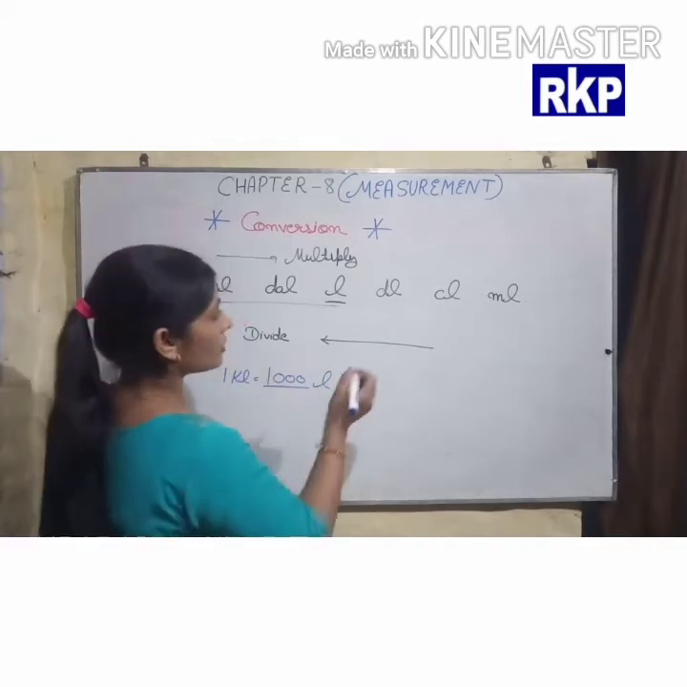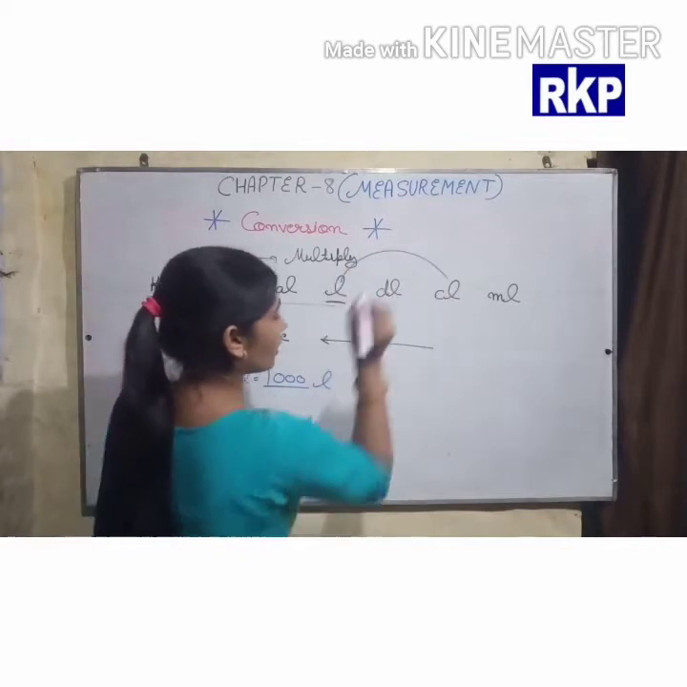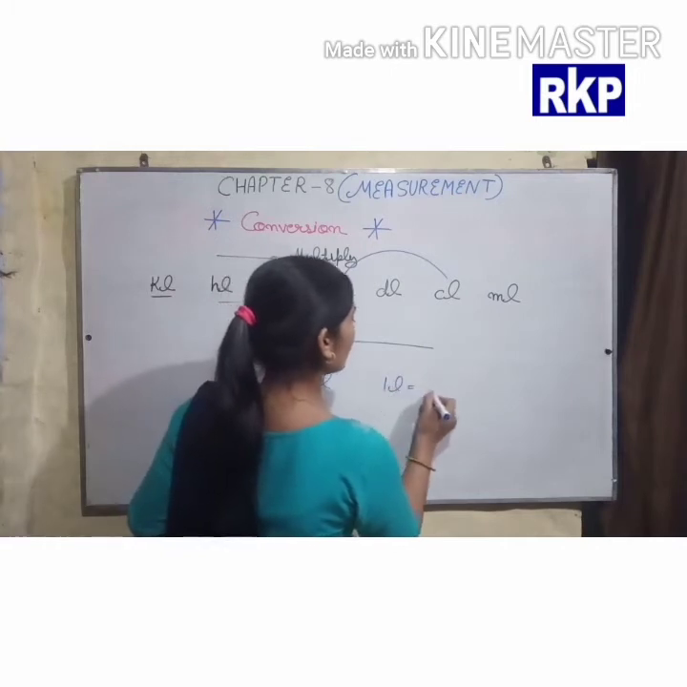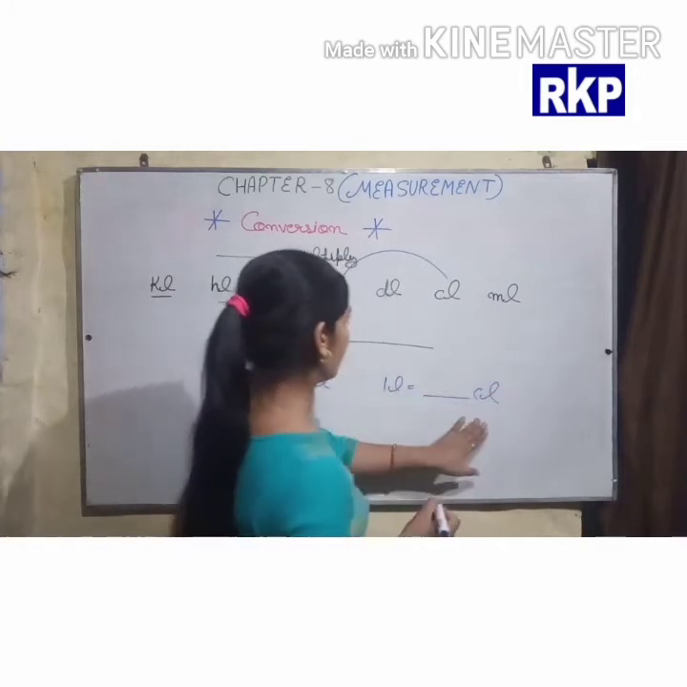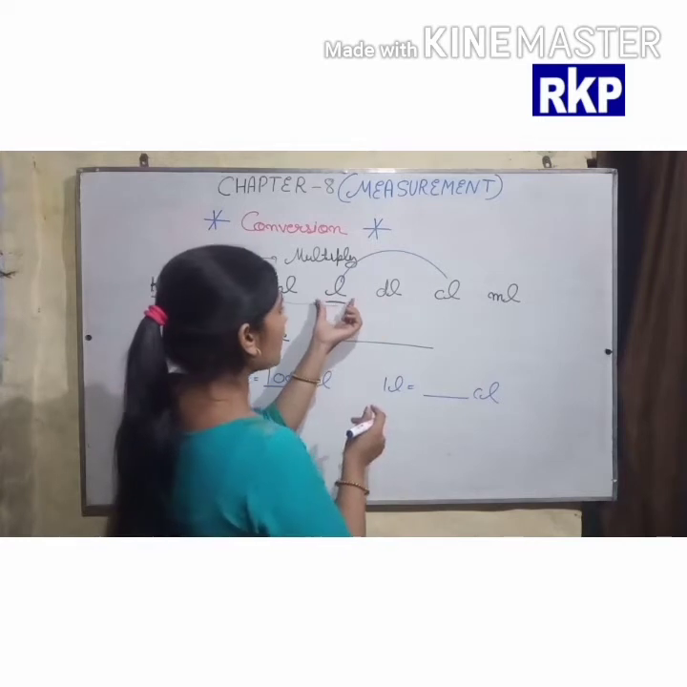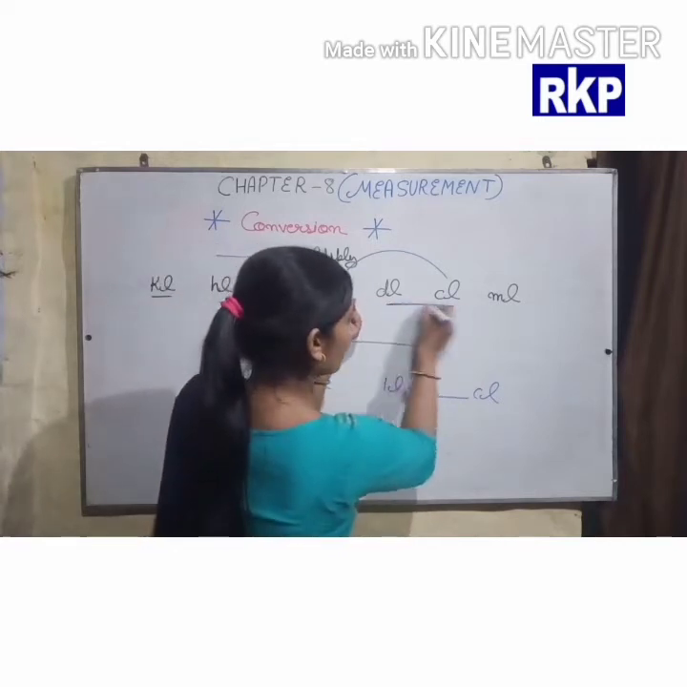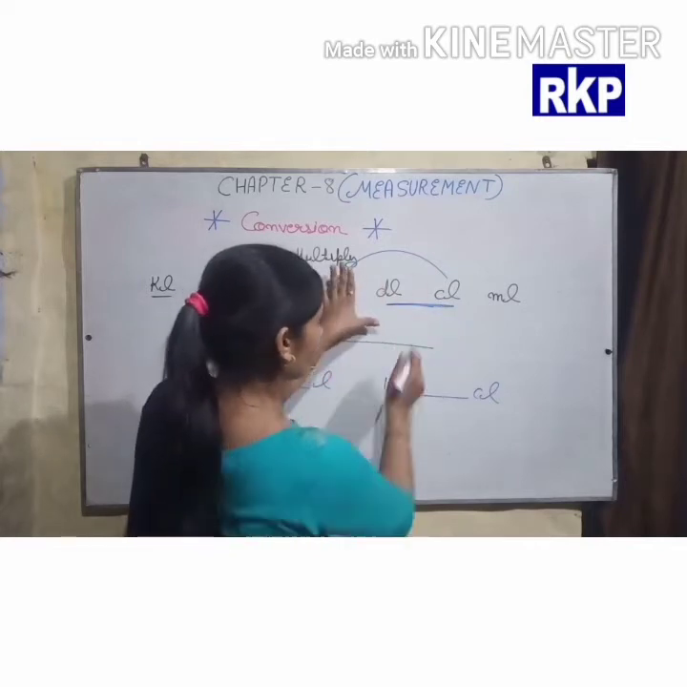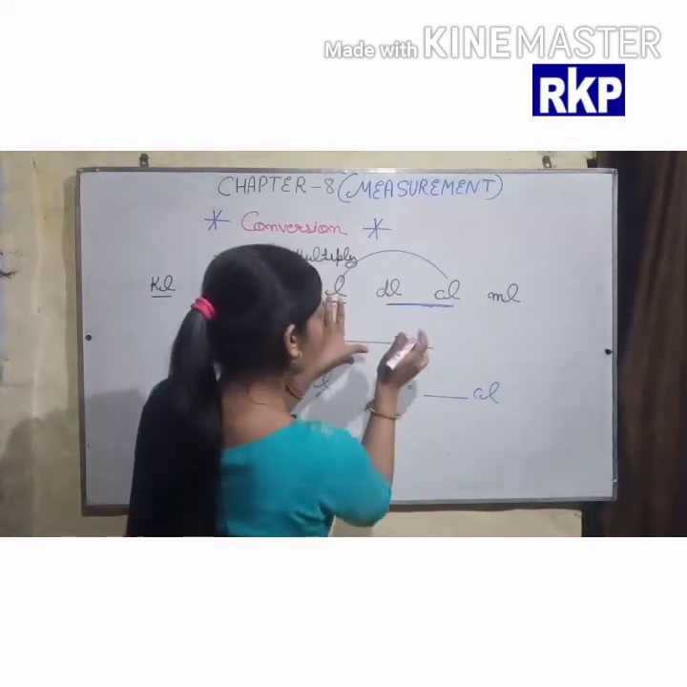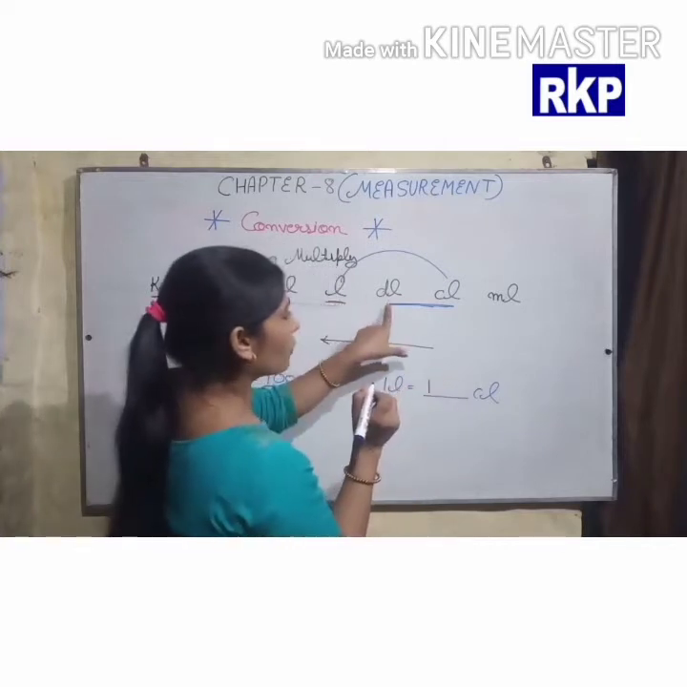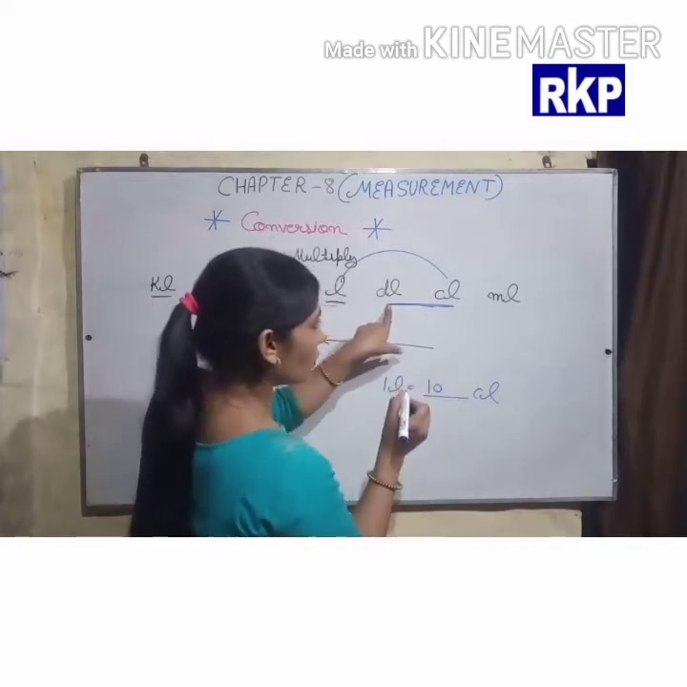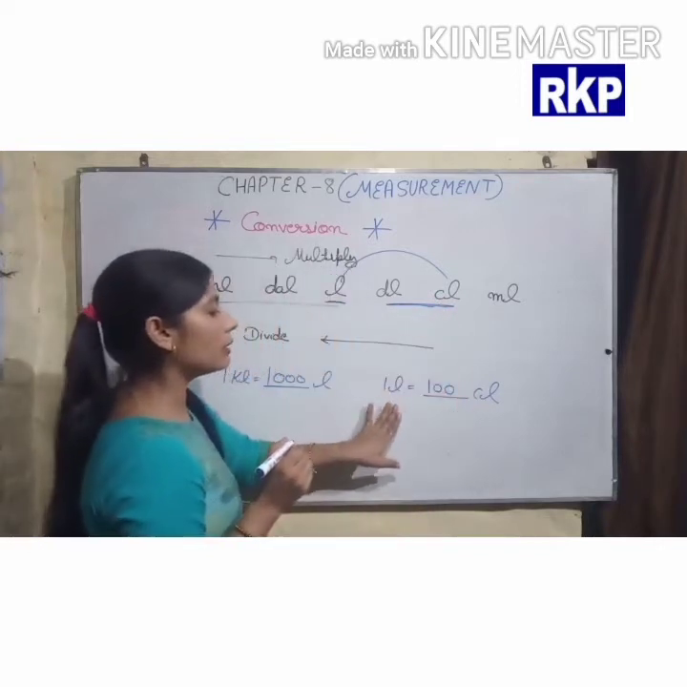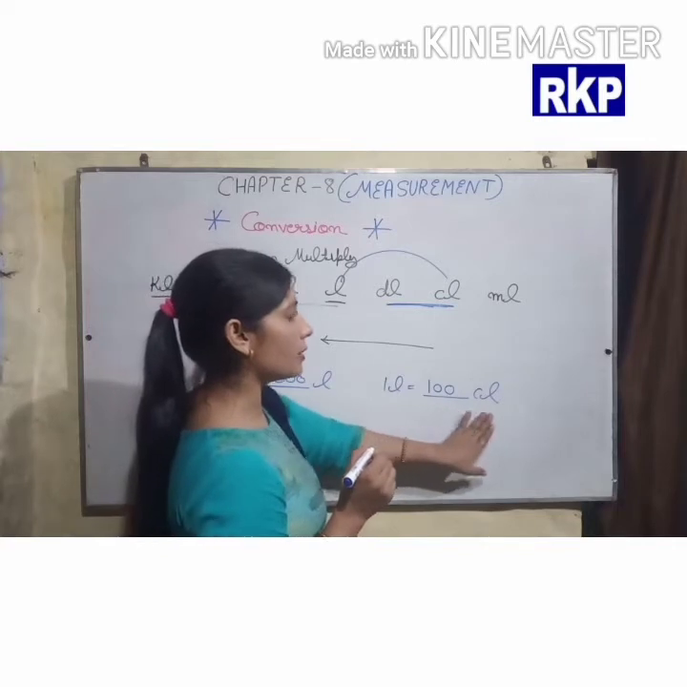Now let us see what is the relation between liter and centiliter. 1 liter is equal to how many centiliters? Here beta, we can see after liter we have 2 units. So for liter we write 1, for deciliter we write 10, and for centiliter we write 1 more 0. So 1 liter is equal to 100 centiliters.